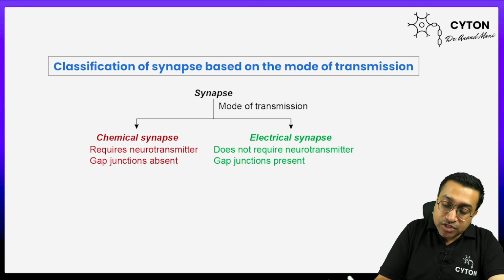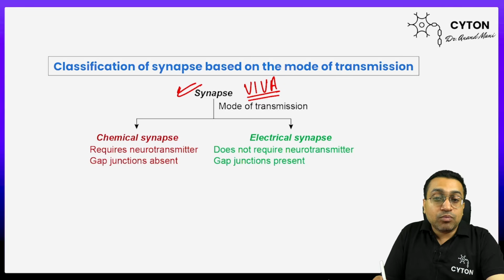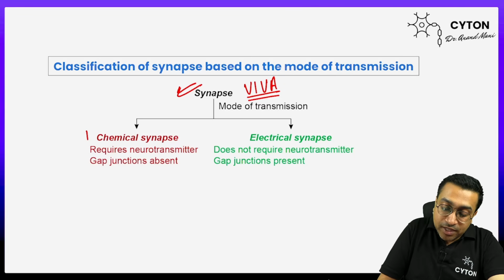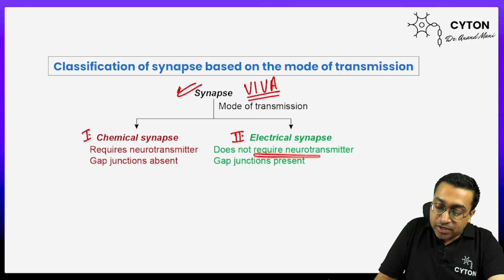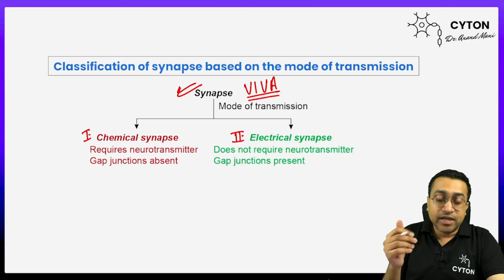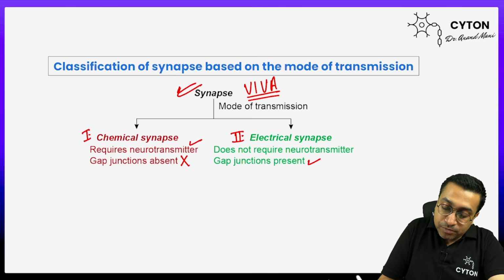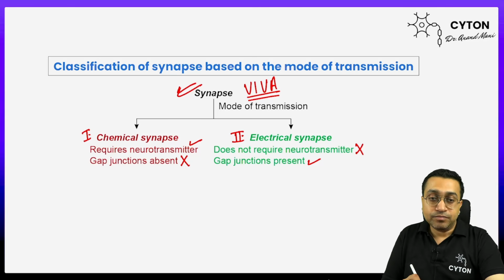Next, classification of synapse based on the mode of transmission, and this is asked in the viva. Number one, we have the chemical synapse, then we have the electrical synapse. It's very easy. Chemical requires a neurotransmitter; electrical does not require a neurotransmitter. Gap junctions are absent in the chemical synapse, very important, please remember, and gap junctions are present in the electrical synapse. Simple.